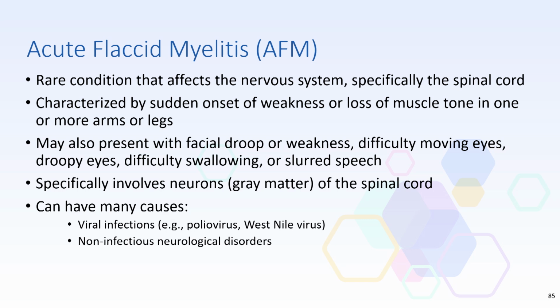It causes sudden weakness or loss of muscle tone and reflexes in the arms or legs. In addition, some patients may have facial droop or weakness, difficulty moving the eyes, droopy eyes, or difficulty with swallowing or slurred speech. This condition specifically involves the neurons or gray matter of the spinal cord. Conditions like AFM can have many different causes, including infections with viruses like poliovirus or West Nile virus, and non-infectious conditions that lead to neurological disorders.